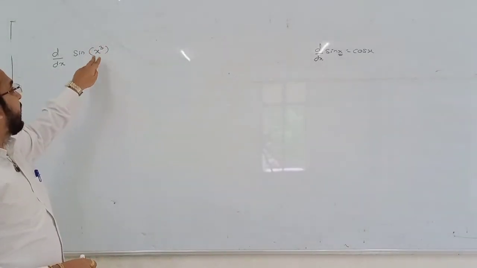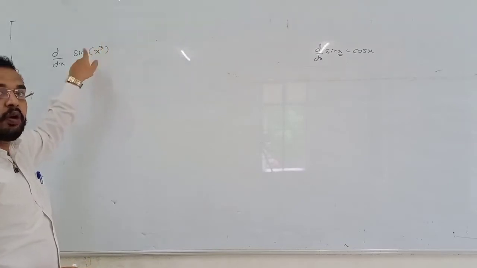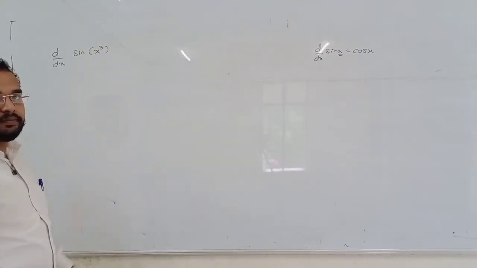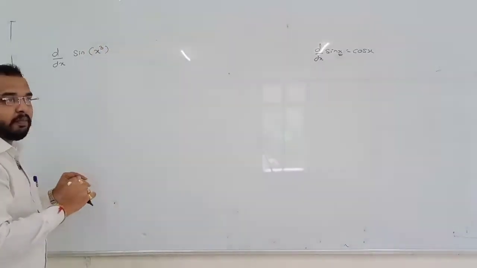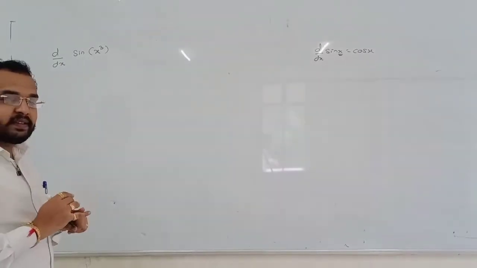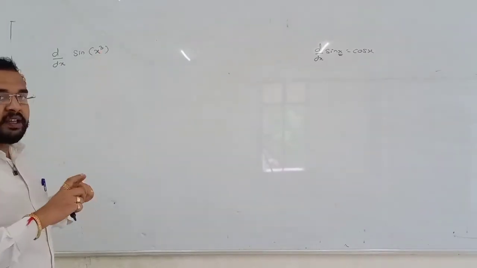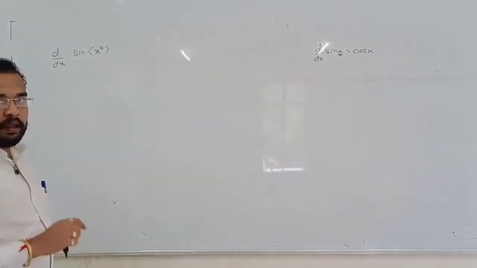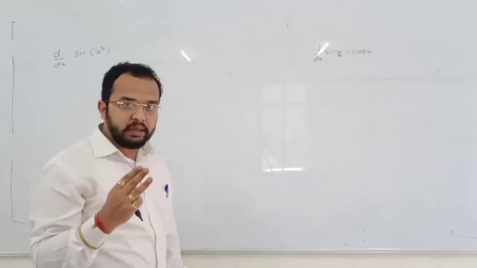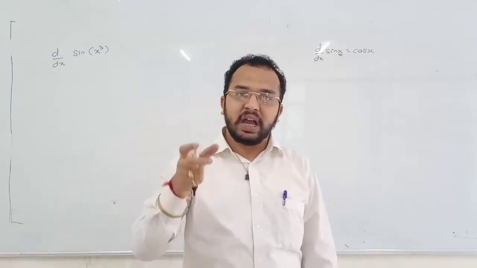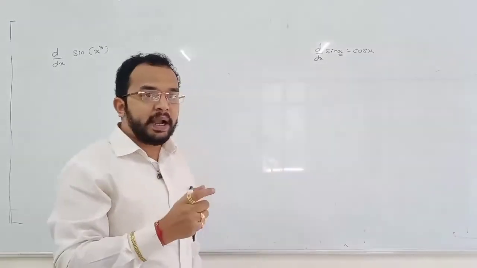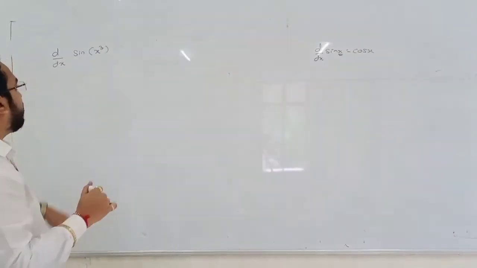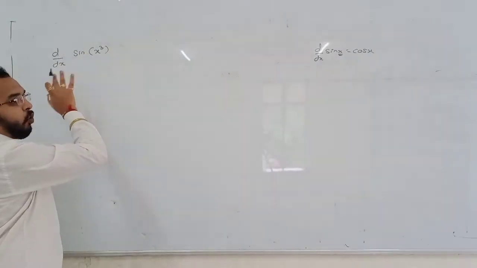What is the angle made of? x cube is the total angle. Inside it there is x, and its power is an integral part of it. So x and its power 3 are integral parts of the angle. It is a part inside it, not a separate whole power. So don't consider it as a whole power.